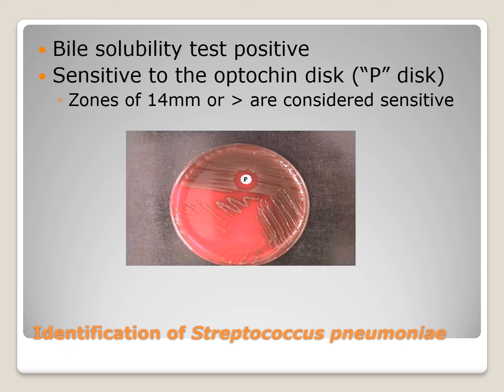So Streptococcus pneumoniae is going to be positive for the bile solubility test, and it's also going to be sensitive to the P disc. We don't need to do both tests, we only need to do one. Either one of these tests is confirmatory for the identification of Streptococcus pneumoniae.